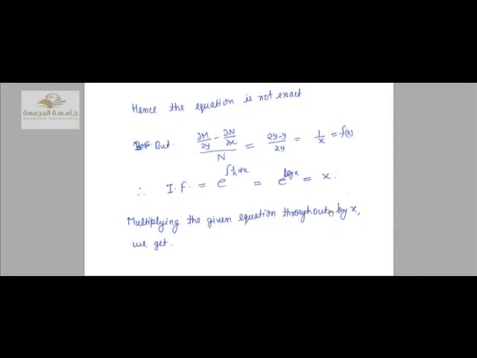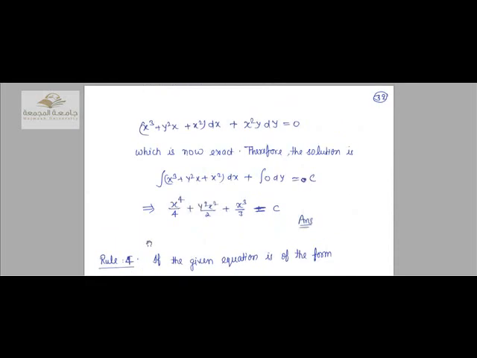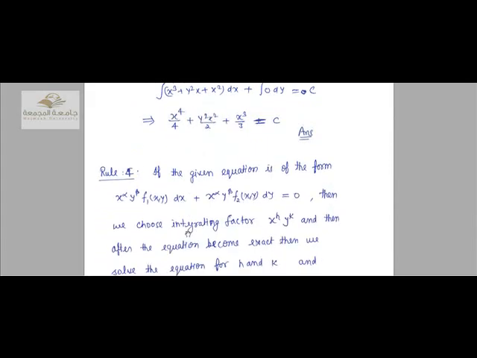Multiplying the given equation throughout by x, we get (x cube plus y square x plus x square) dx plus x square y dy is equal to 0, which is now exact. Therefore, the solution is integration of (x cube plus y square x plus x square) dx plus integration 0 dy is equal to c, which implies x to the power 4 by 4 plus y square x square over 2 plus x cube by 3 is equal to c. This is the required solution of the given differential equation.